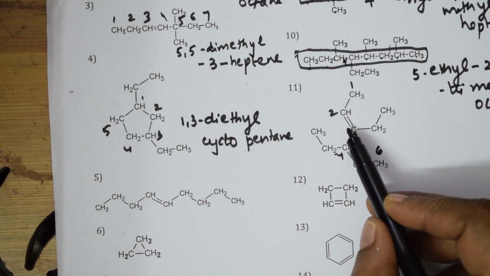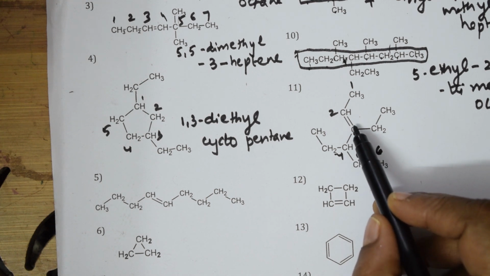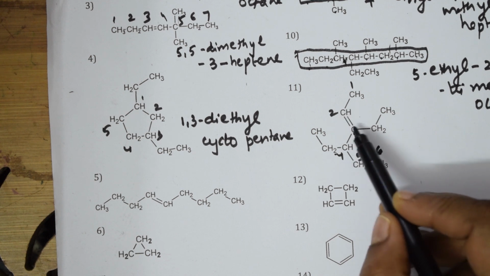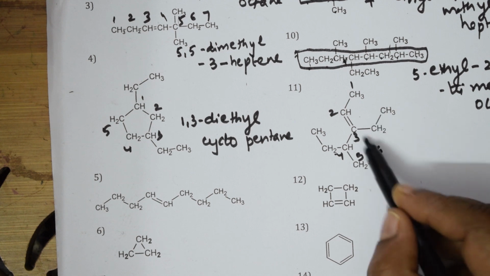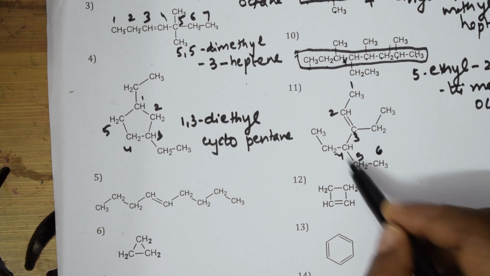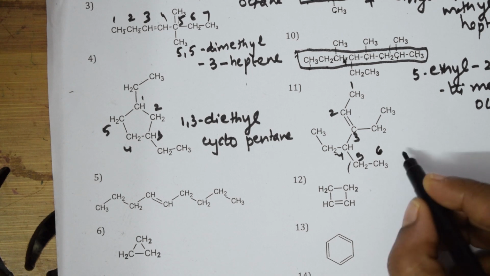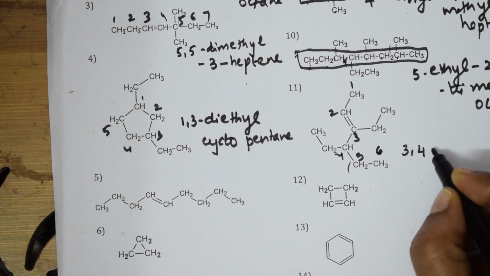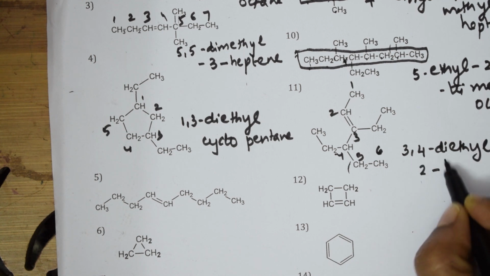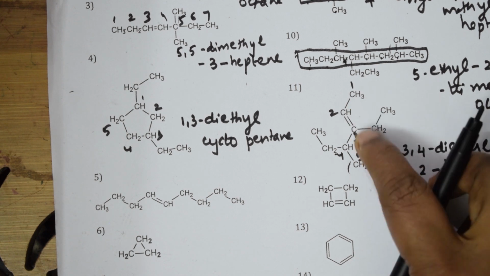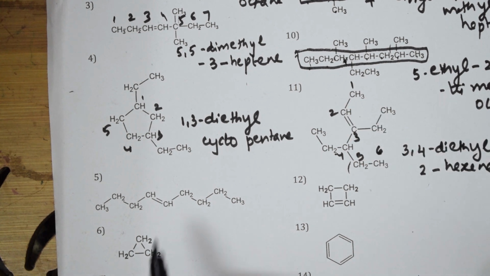Now start naming it. This particular compound, now what will alkene, I said minimum number, I've done that. Now I have to see the substituent. Where is the substituent? Here at the third carbon there is a substituent. At the fourth carbon there is a substituent. Now start naming it. It is 3,4-diethyl-2-hexene, because after 2. Done.